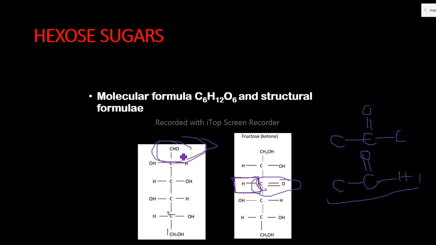So if you check on this carbon atom here, it has the oxygen, and the oxygen is bonded to carbon like this, but it also has this hydrogen. This is the hydrogen, and this is the carbon. So this is an aldehyde group.